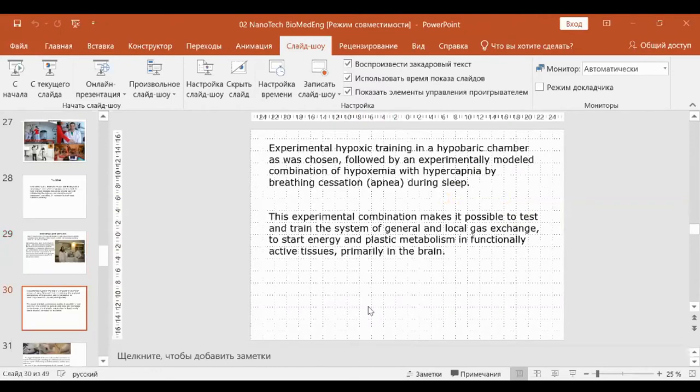Experimental hypoxic training in a hyperbaric chamber was chosen following an experimentally modeled combination of hypoxemia with hypercapnia by breathing cessation, apnea during sleep, simulation of sleep obstructive syndrome. This experimental combination makes it possible to test and train the system of general and local gas exchange to start energy and plastic metabolism in functionally active tissue, primarily in the brain.